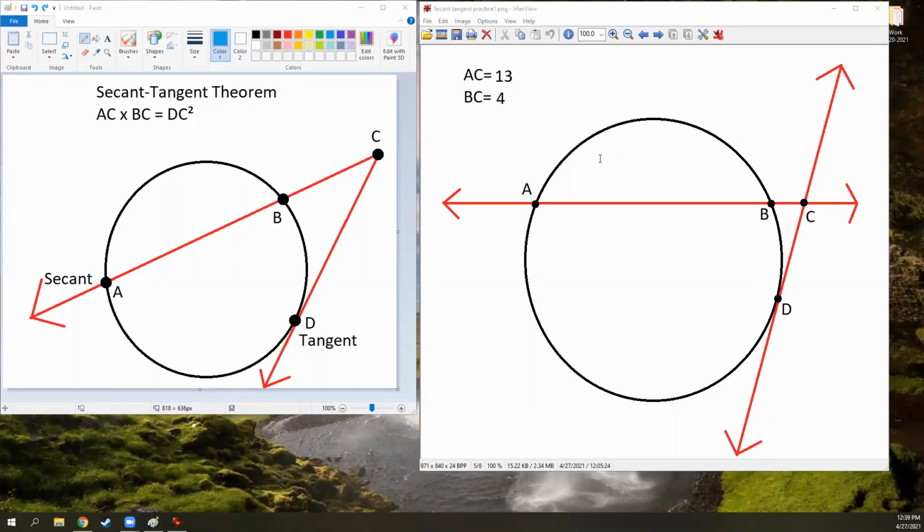So make sure you're paying attention and you understand what this means, which is the whole secant line times the small part equals the tangent line squared. So whole secant times small part equals tangent line squared.